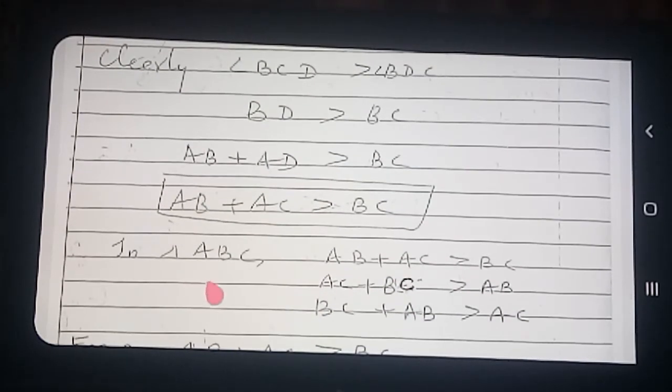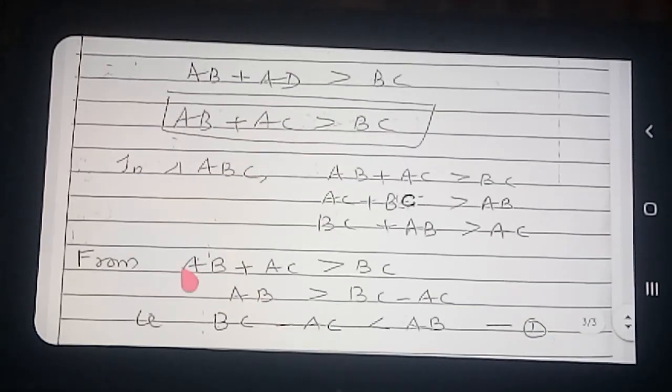So here, in triangle ABC, any two sides sum to more than the third. AB plus AC is greater than BC, AC plus BC is greater than AB, and BC plus AB is greater than AC. And one property I am adding extra here, which is not given in the textbook. Listen here. From AB plus AC greater than BC, I take AB alone and shift AC over. The meaning is that BC minus AC is less than AB. Do you have any doubt?